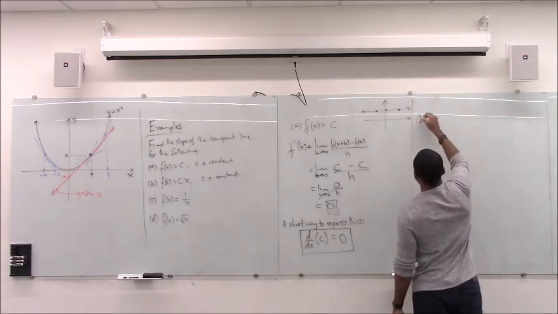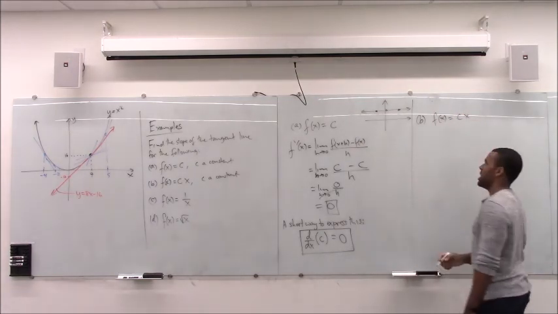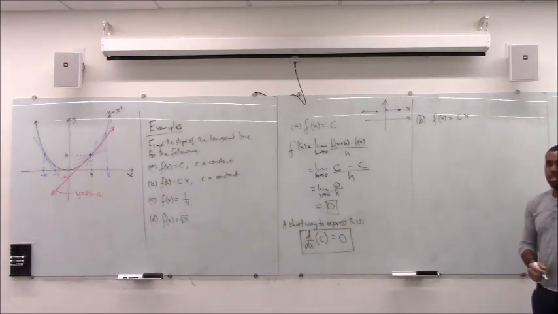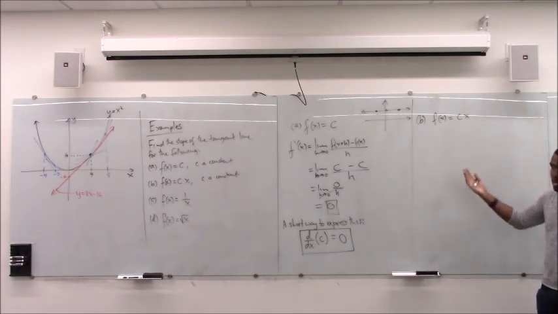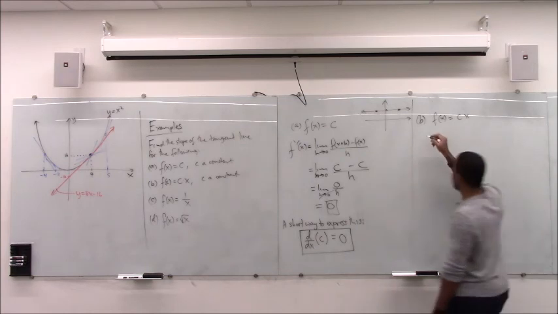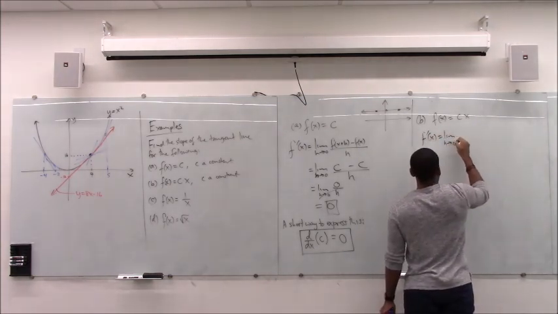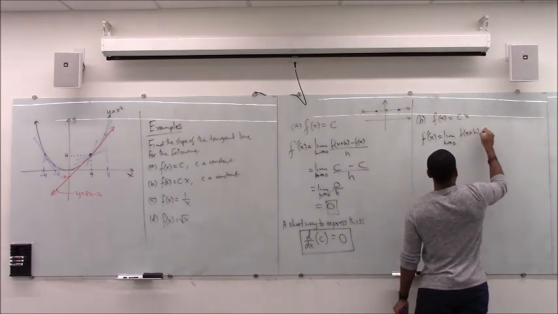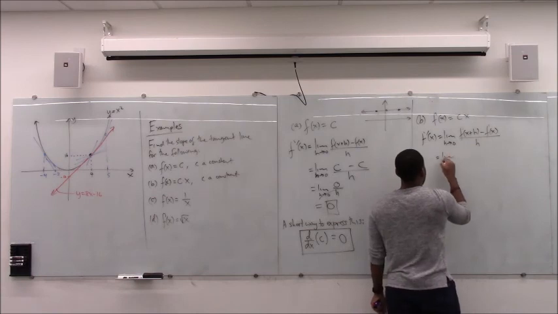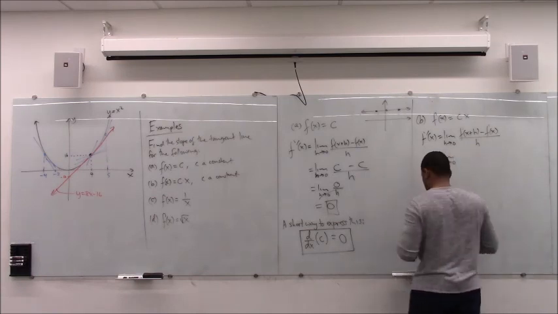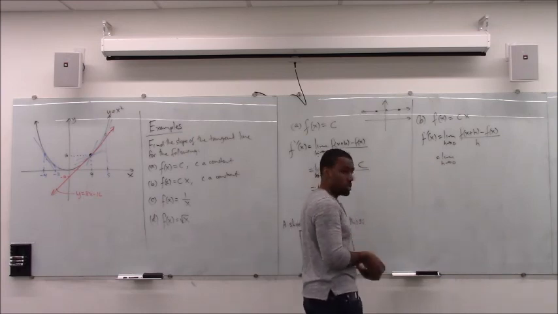Let's go down to B. What if we look at a constant times x? What do you think the answer should be? Yeah, it's going to be c. That's like mx, where the c is like the slope here. So c should be the answer. What does our definition say? Limit as h approaches 0 of f of x plus h minus f of x over h. Okay, so if my f of x is cx, what is f of x plus h?